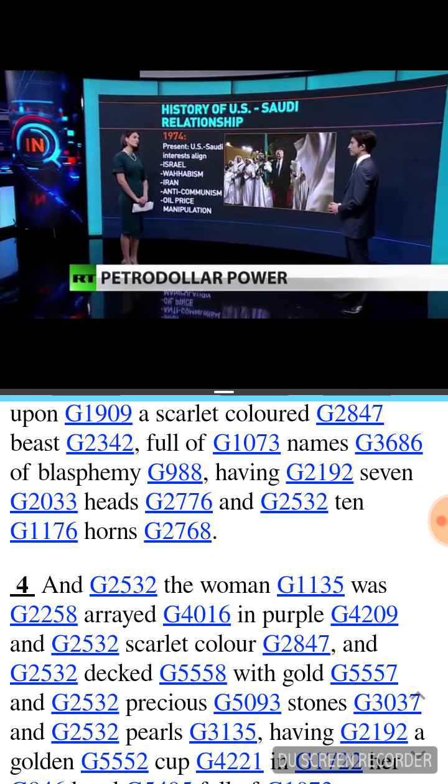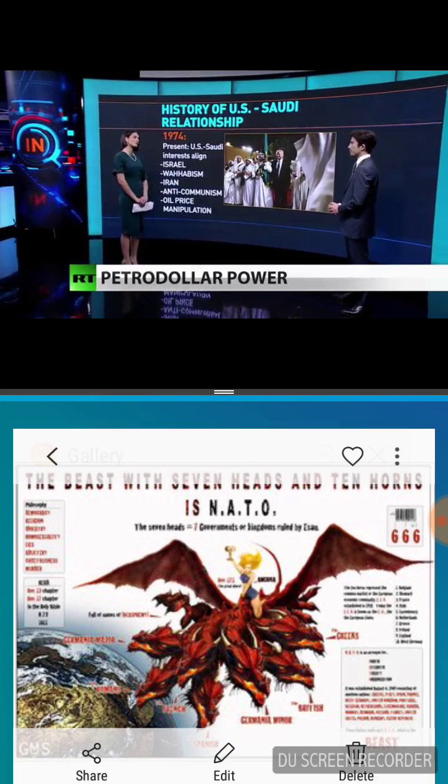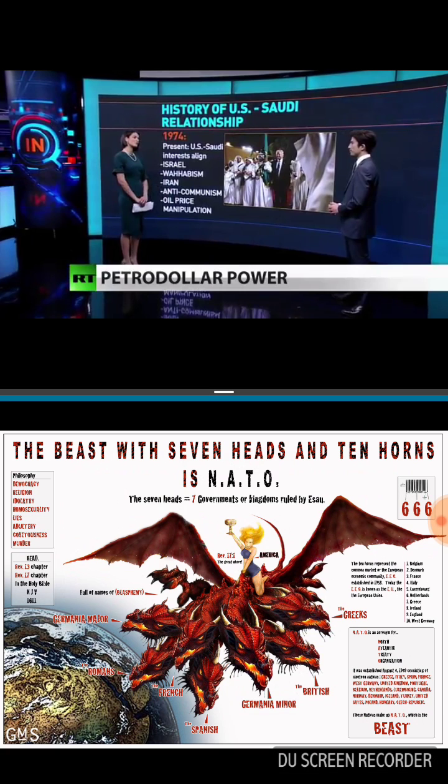We normally have this sign out here at camp, and I'm going to go ahead and show it. This is a sign we normally all bring out. It says the beast with the 7 heads and the 10 horns is NATO. So you can see the 7 heads of the Greeks, the British, the Germanic Minor, Germanic Major, the Romans, the French, the Spanish. The beast pretty much is that Roman Empire all over again, and America is that whore that you see on top.